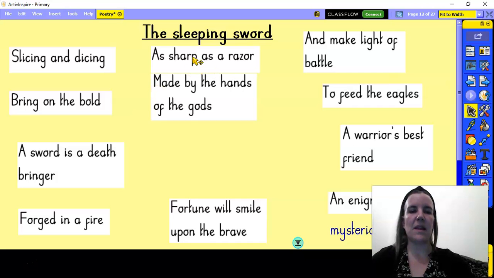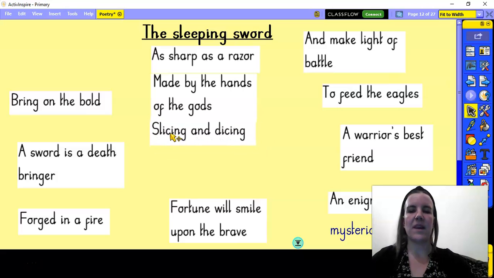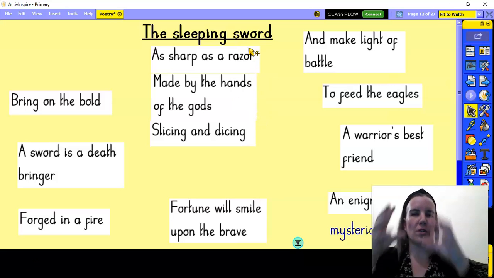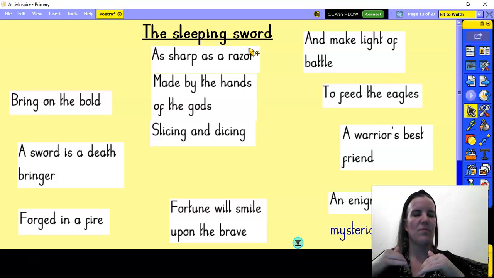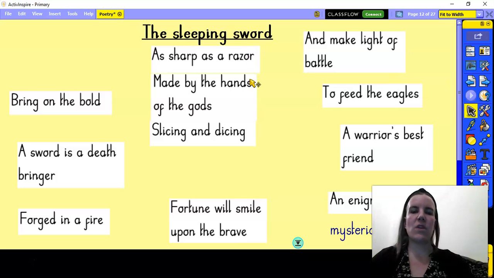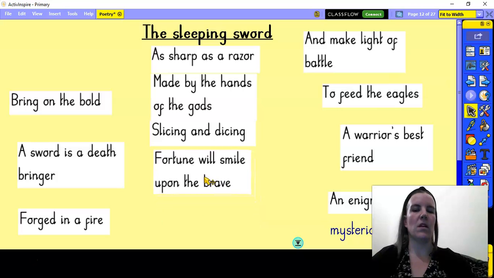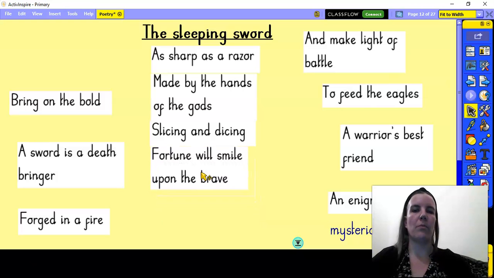Then, because I've used a simile here, I think it might be quite nice to have some rhyme going next. Slicing and dicing. So I'm trying to think about varying my choices as I go. I don't want lots of the same things together. Okay, I'm trying to spread them out in my poem. And you'll notice that I've got quite a short line here, as sharp as a razor, and quite a short line here, slicing and dicing. But the line in the middle is a little bit longer. So I'm going to go for another little bit of a longer line. Fortune will smile upon the brave.